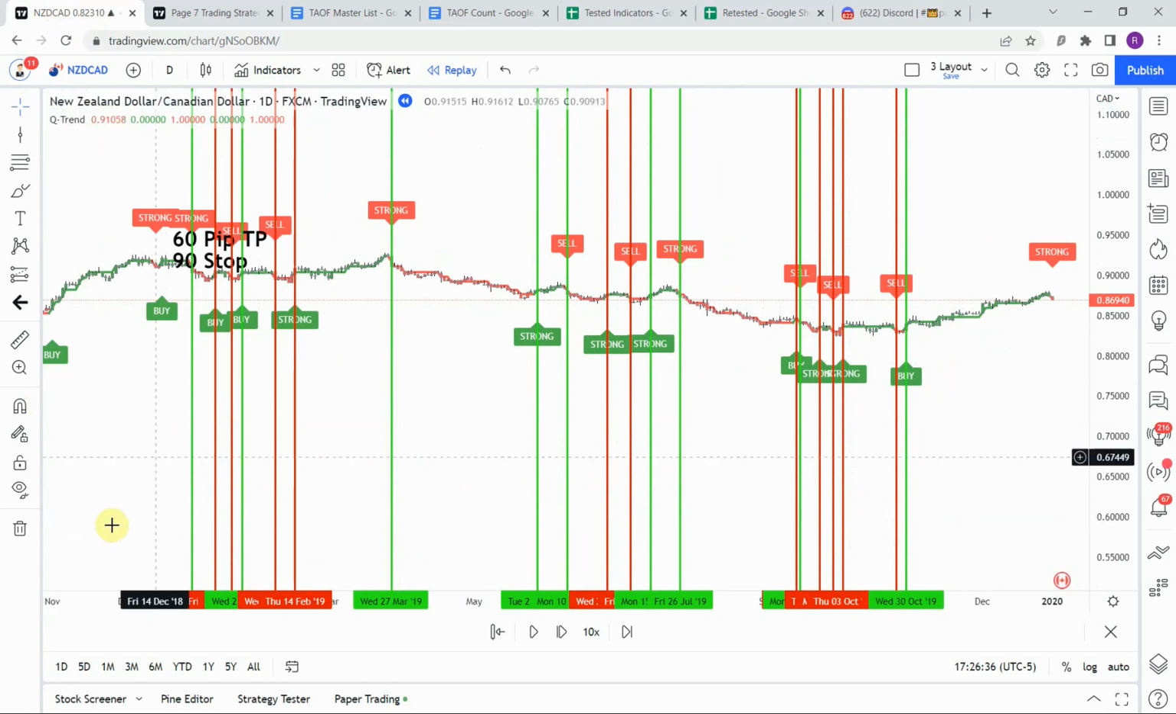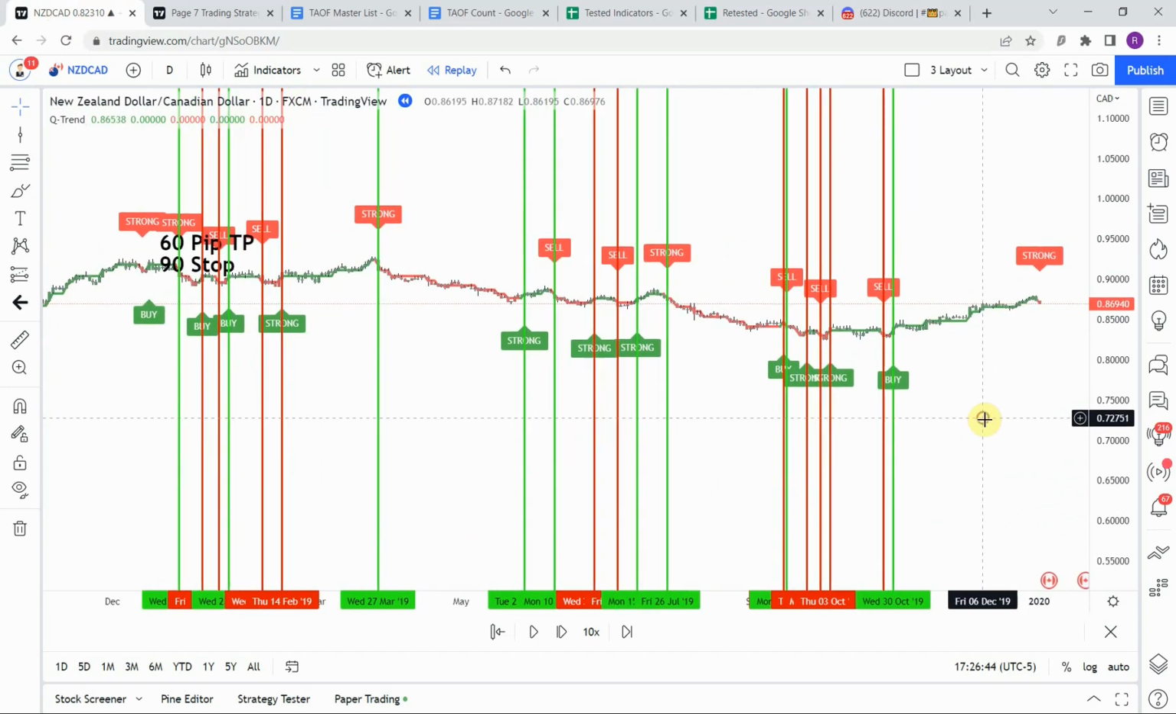Let's count out our winners and see what we have. So 1, 2, 3, 4, 5, 6, 7, 8, and 9. 9 winning trades. And so that is not going to meet the 60% criteria that we're looking for.